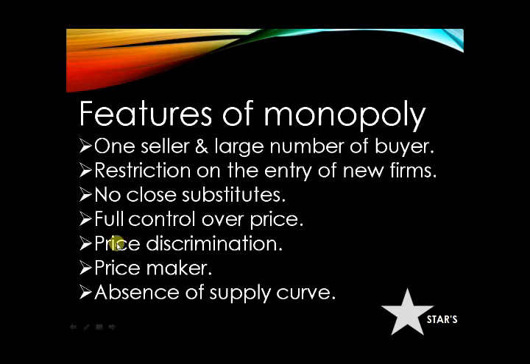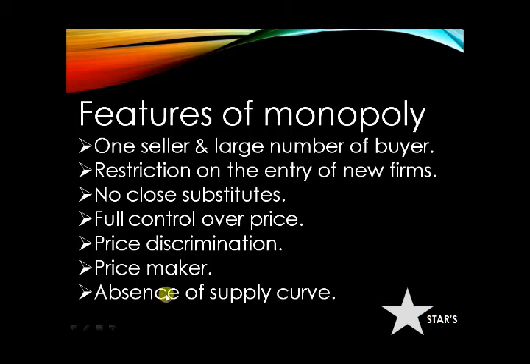Now, full control over price. Being a single seller, the monopolist has full control over its price and fixes whatever price he wishes to fix for his product. Price discrimination. A monopolist may charge different prices for different buyers. It is called price discrimination. Price discrimination refers to the practice of charging different prices to different buyers for the same good.